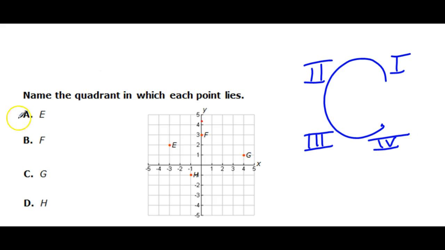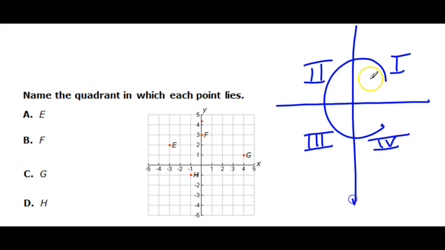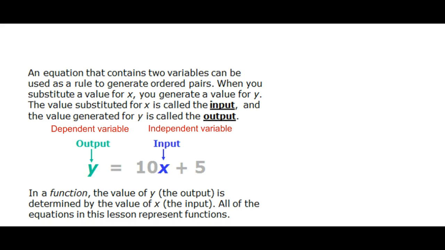Okay? So E is in which quadrant? Again, if you compare this, that's quadrant 2. F is in which quadrant? Well, it's not in one. It's on the line. G is in which quadrant? Quadrant 1, and H is in quadrant 3. And you'll notice that quadrants are designated with Roman numerals.